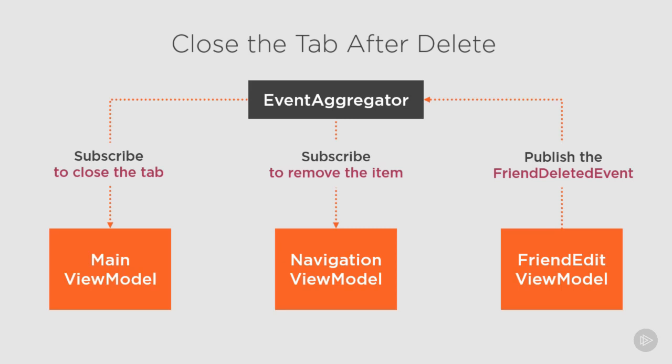In the previous clip, we have implemented the logic in the navigation view model to remove the navigation item for the deleted friend. Now we need to do the last part, which is the main view model. Here we need to subscribe to the friend deleted event to close the tab of the deleted friend. So let's switch to Visual Studio.